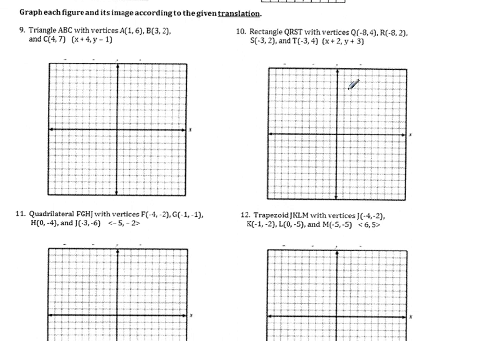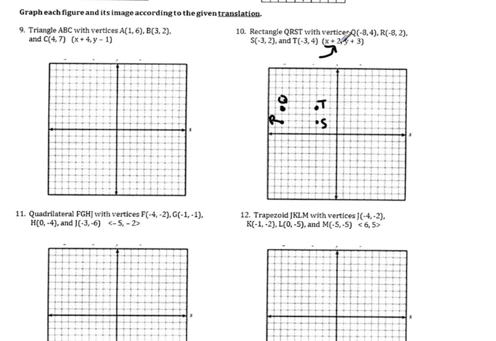Okay, number 10, we have a rectangle with vertices -8, 4. So 1, 2, 3, 4, 5, 6, 7, 8, up 4, 1, 2, 3, 4. R is -8, 2. S is -3, 2. And T is -3, 4.